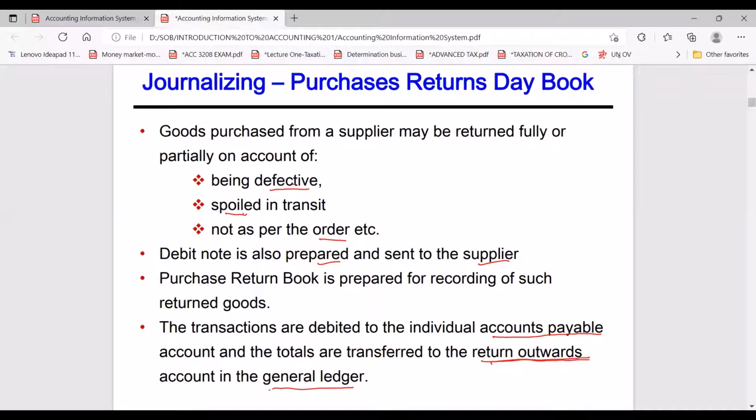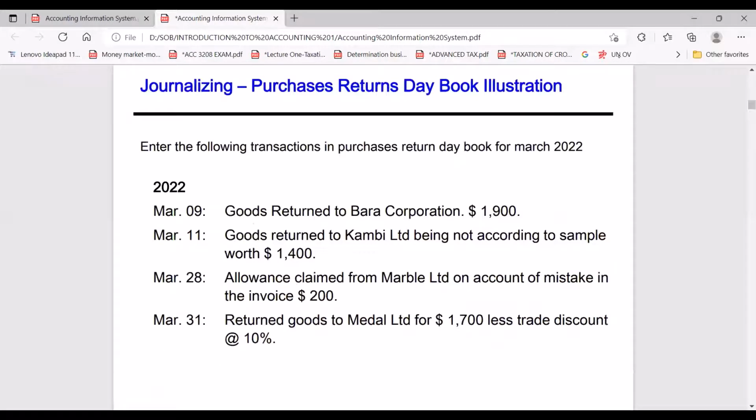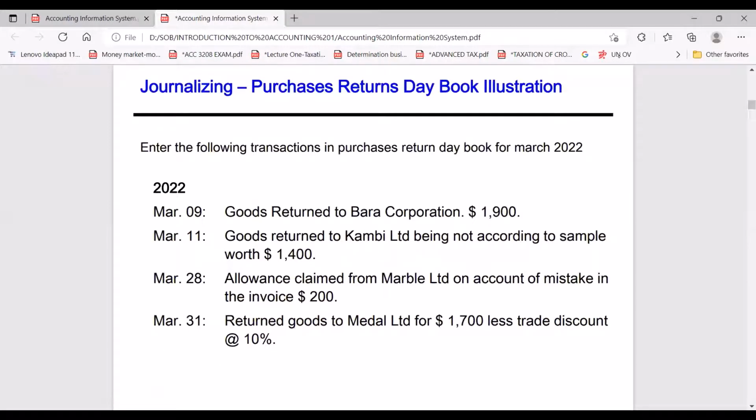To illustrate this, let us look at the following example. Enter the following transactions in the purchases return day book for the month of March 2022. It is as follows. On 9th March, return goods to Barra Corporation, $1,900.